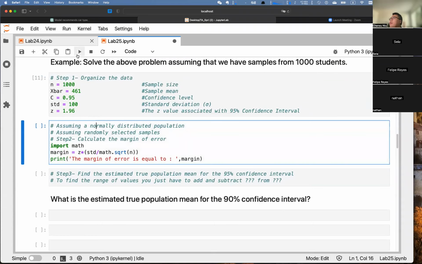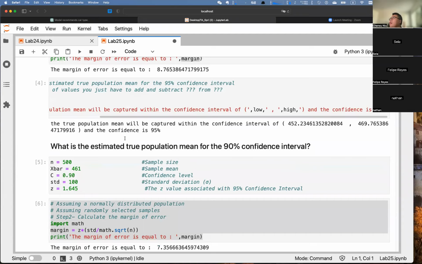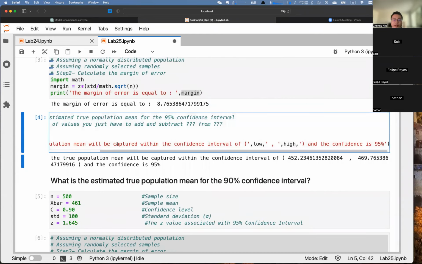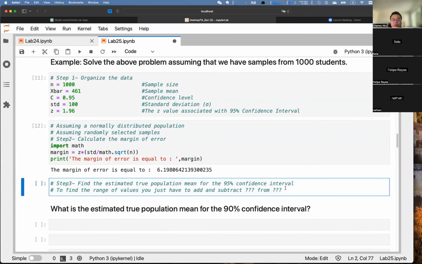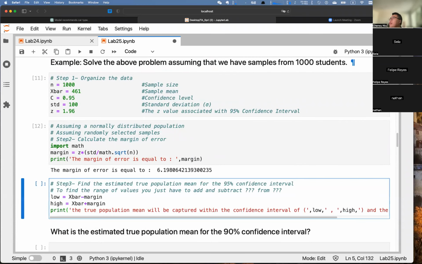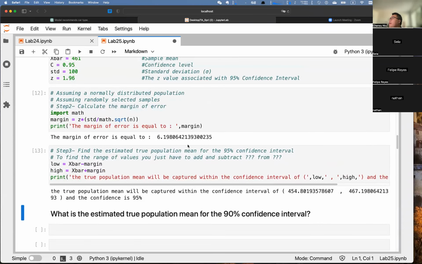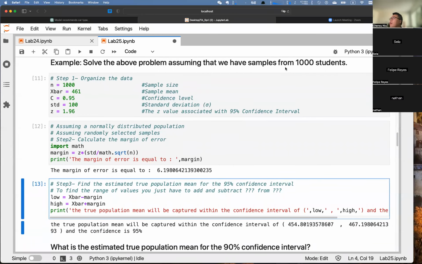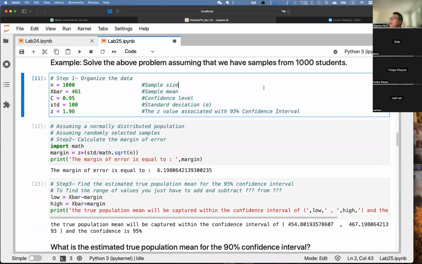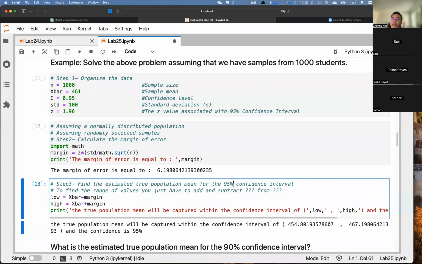Organize the data, compute the margin, and then copy this one again. 95%. Okay, it's correct. The confidence interval, right? It's about how to solve the problem for 1,000 students. All right, any questions?